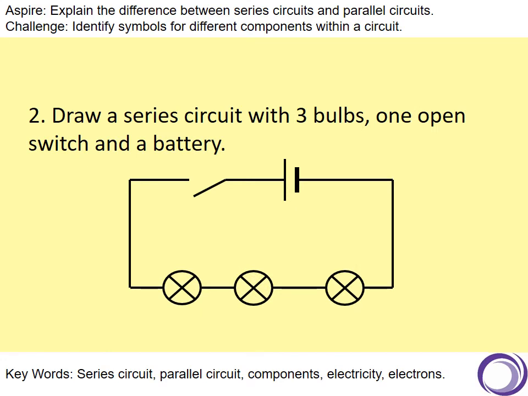Task two was to draw a series circuit with three bulbs, one open switch and a battery. And as you can see, we've got three bulbs following after each other, which implies that they're in a series circuit. One battery and one open switch.